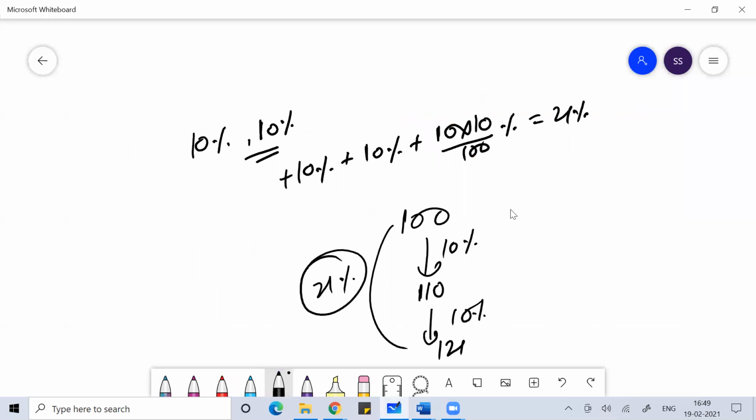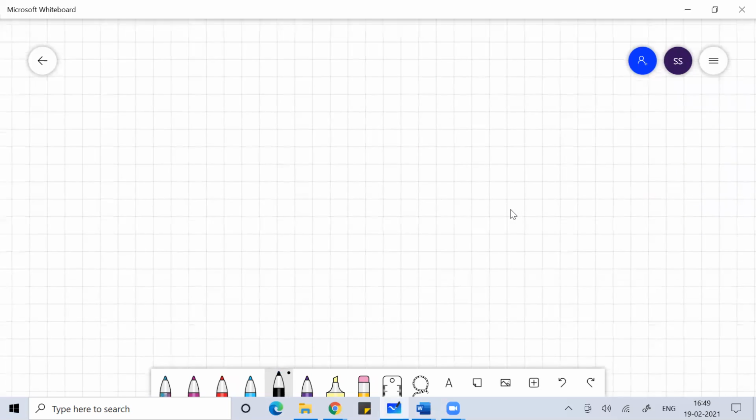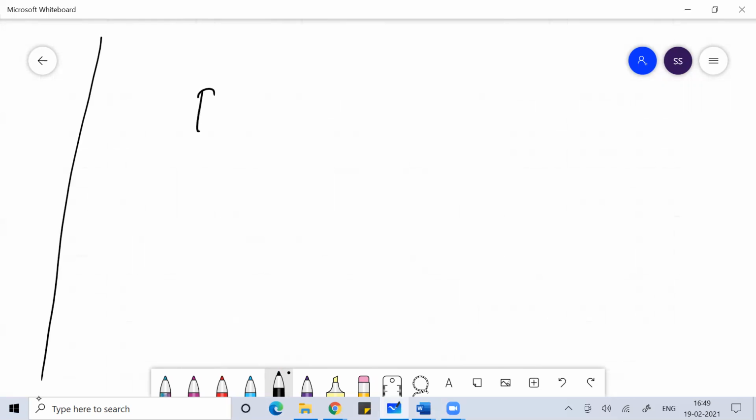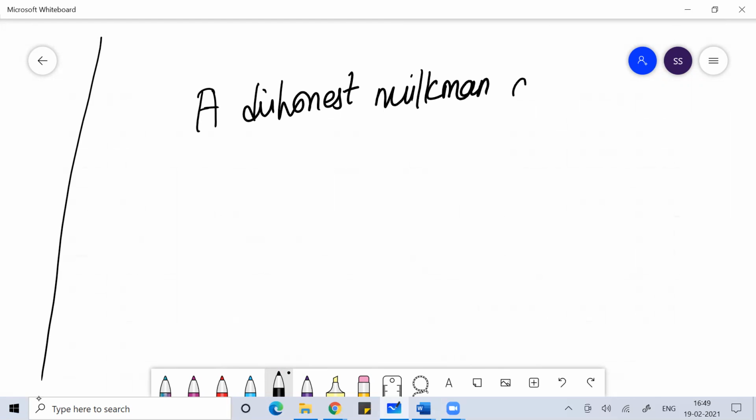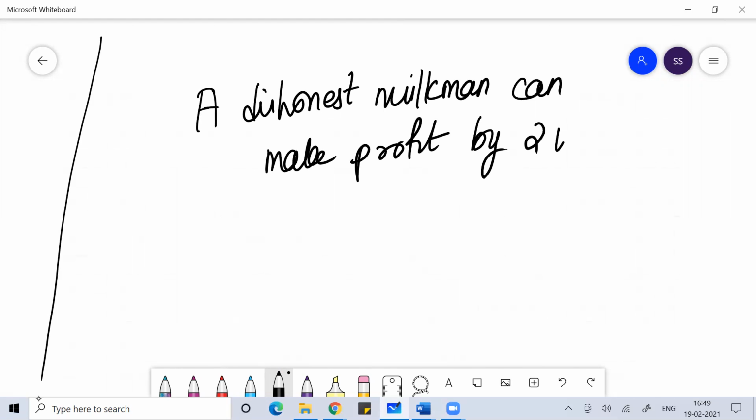a milkman can make a profit by two ways. If I'm talking about a dishonest milkman, a dishonest milkman can make profit by two ways. Okay, so what are the two ways through which a dishonest milkman can make a profit?